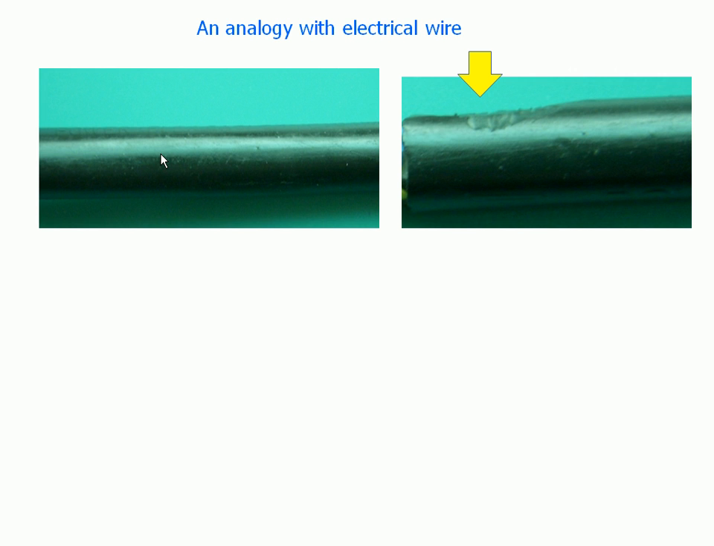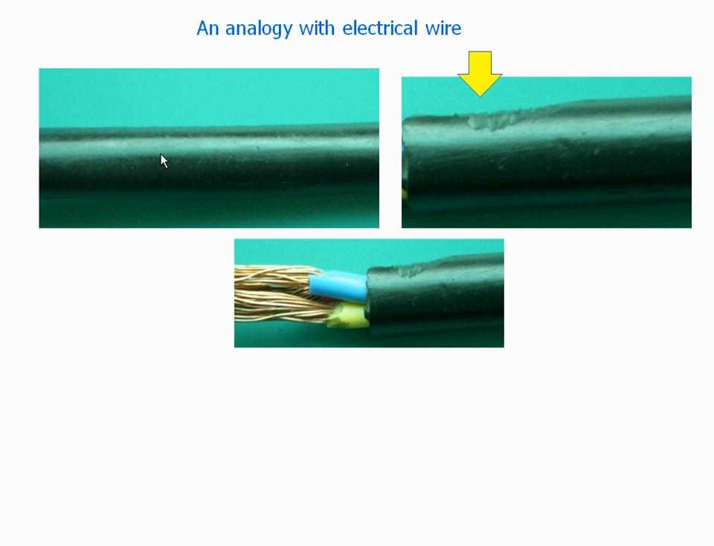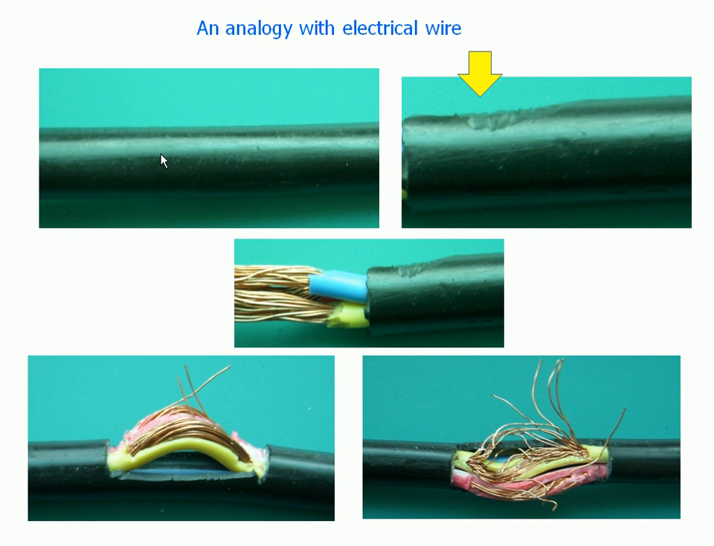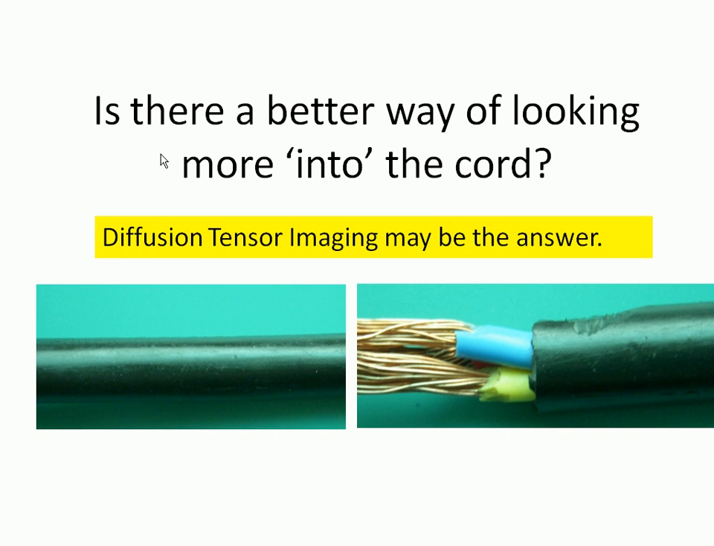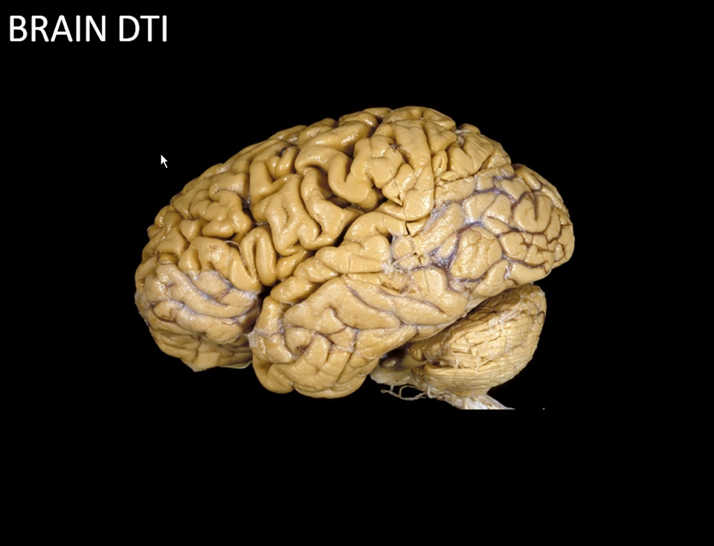So why is this difference? Why is there no correlation between the physical state on the MRI and the functional status? I think we can look at it logically with the analogy of an electrical wire. The electrical wire has many smaller fibers inside, and the MRI looks at it from the outside, but the status of the individual wires inside, whether they are intact or completely gone, is not clearly shown by MRI. So the question is, is there a better way of looking more into the cord than from outside? And here diffusion tensor imaging may be the answer.